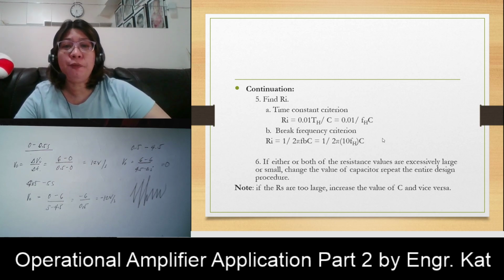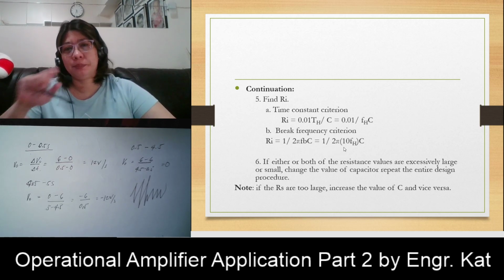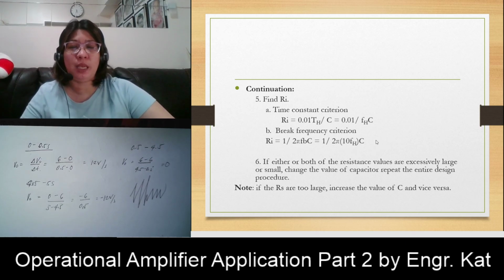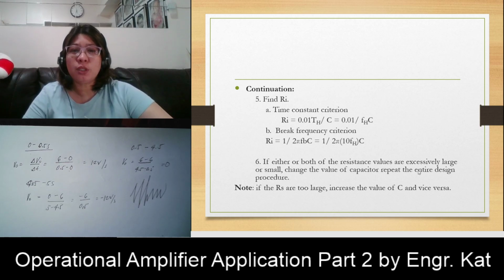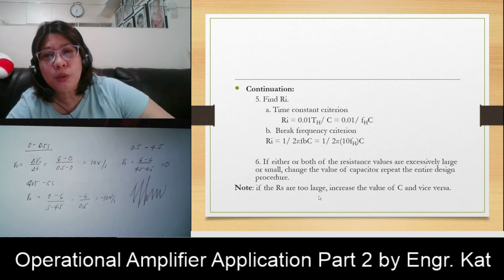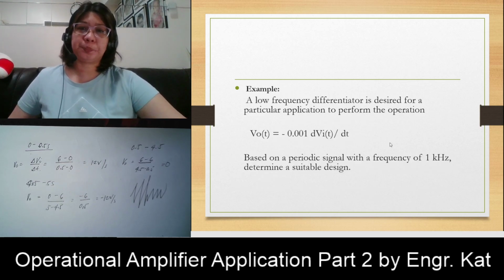Or the break frequency criterion, which is equivalent to 1 over 2 pi FBC. Since this is higher, that is 1 over 2 pi times 10 FH multiplied by C. Okay? So if either or both of the resistance values are excessively large or small, we change the value of the capacitor and then repeat the entire design. So if the Rs are too large, increase the value of your C and vice versa.